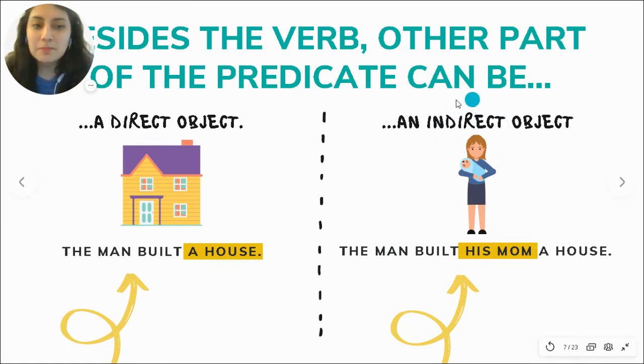So in this case, to identify it, we need to ask to whom or for whom to the direct object. So first, we need to know what is the subject, what is the verb, what is the direct object, and then we can see if there is an indirect object. And we do kind of the same. So we say, okay, the man built what? A house. A house to whom? To his mom. So we make the question to the direct object to know if there is a recipient of this direct object.